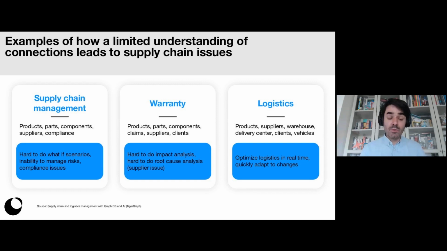What if the production was to double? What if there was to be some shortage for this component? It's also difficult to manage risks and compliance issues.